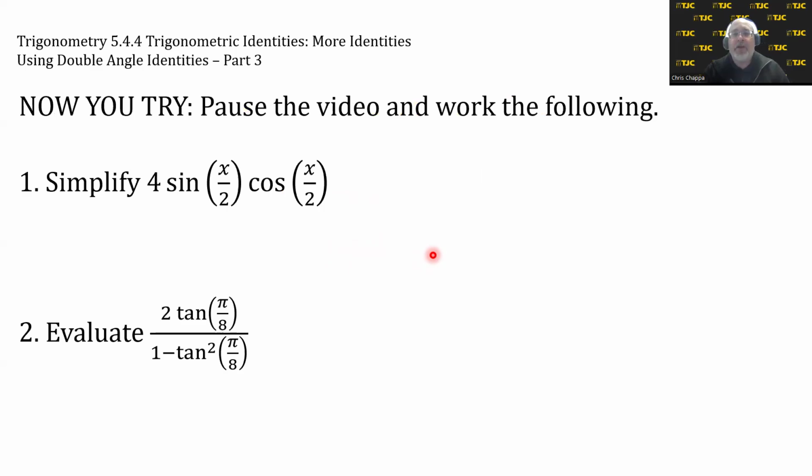Now you try. Pause the video and work the following. Number 1, simplify 4 sine of x over 2 cosine of x over 2. Number 2, evaluate 2 tangent of pi over 8 over 1 minus tangent squared of pi over 8. All right, here's your fair warning if you haven't paused the video. Solutions in 3, 2, and 1.